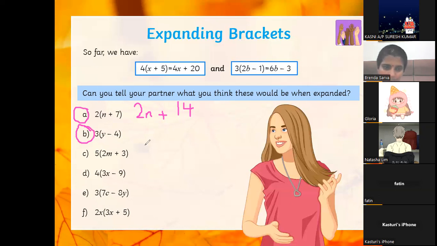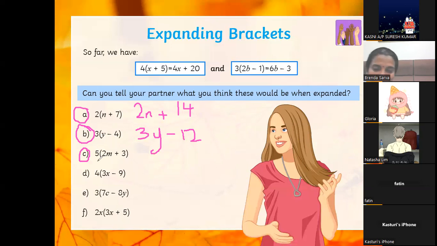Now, all of you, B. Answer for B. 3 bracket y minus 4. Very good. 3y minus 12. Wow. Fantastic. Okay. C. 5 bracket, I know equals. Be careful. Don't be so fast.